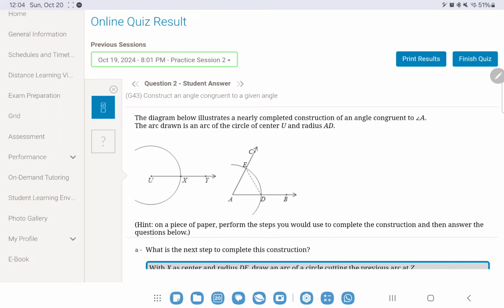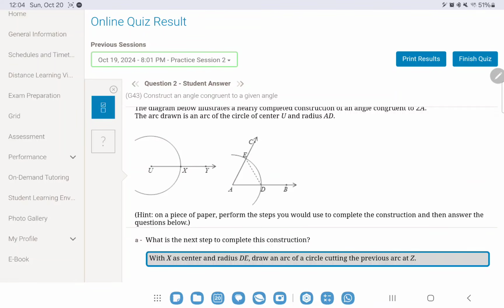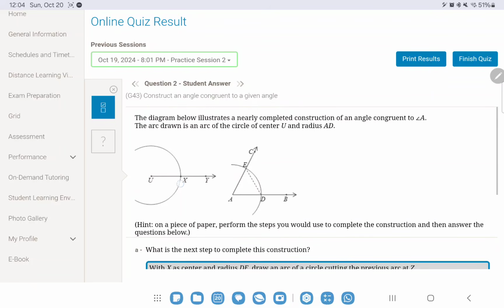Now this question. So it's a nearly completed construction of an angle congruent to A. The arc drawn is an arc of a circle with center U, radius AD. So it's at U with this radius. So you drew it here, as you could see. Now the next step would have to be, if you want to draw it, is you need to find your second point, which means you're gonna have to draw another arc that has a radius of DE and is drawn at center X.